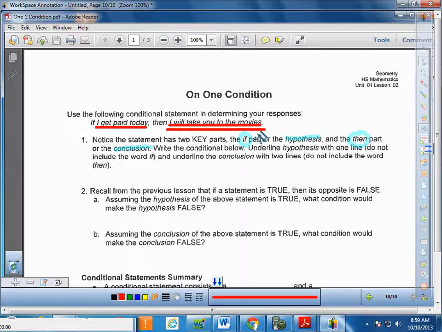Problem number 2. Recall from the previous lesson that if a statement is true, then its opposite is false. Assuming the hypothesis in the above statement is true, what condition would make the hypothesis false? Okay, for your hypothesis to be false, this is your hypothesis, it would be if you did not get paid today. So we're going to say false if you did not get paid.